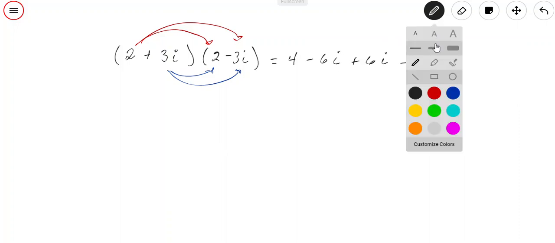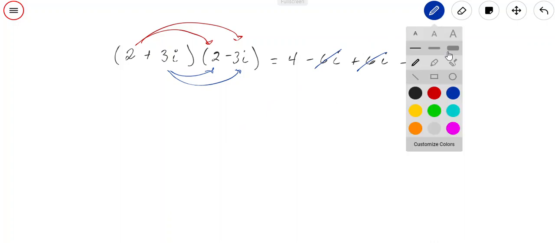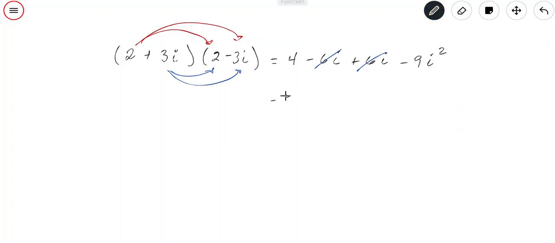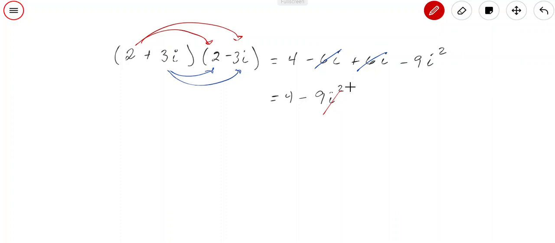Of course, minus 6i plus 6i, that would be 0. So I have 4 minus 9i squared. We know that i squared is negative 1. So this would be 4 minus 9 times negative 1. So this is 4 plus 9. So this would be 13.